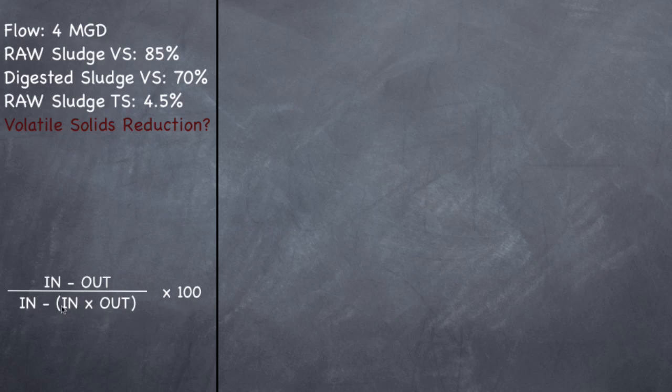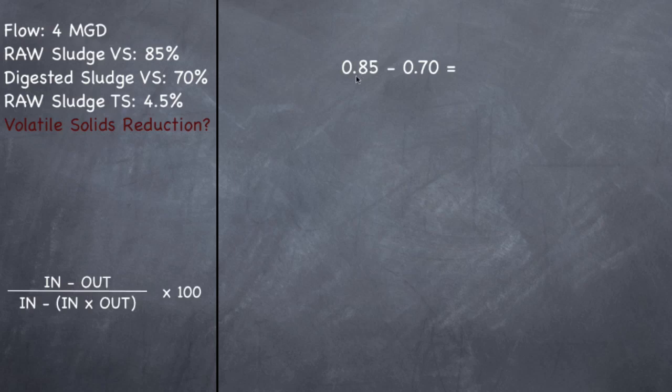Now the important thing to note is parentheses. Anytime you have parentheses, you have to do what's in the parentheses first. So I need to multiply in times out before I subtract it from the in, or else I'm going to get the answer wrong. And another thing that's important to note is you have to convert these percentages to a number. Now remember, 1 is 100%. So if I have 85% or 70%, it's point whatever. So 0.85 and 0.7.